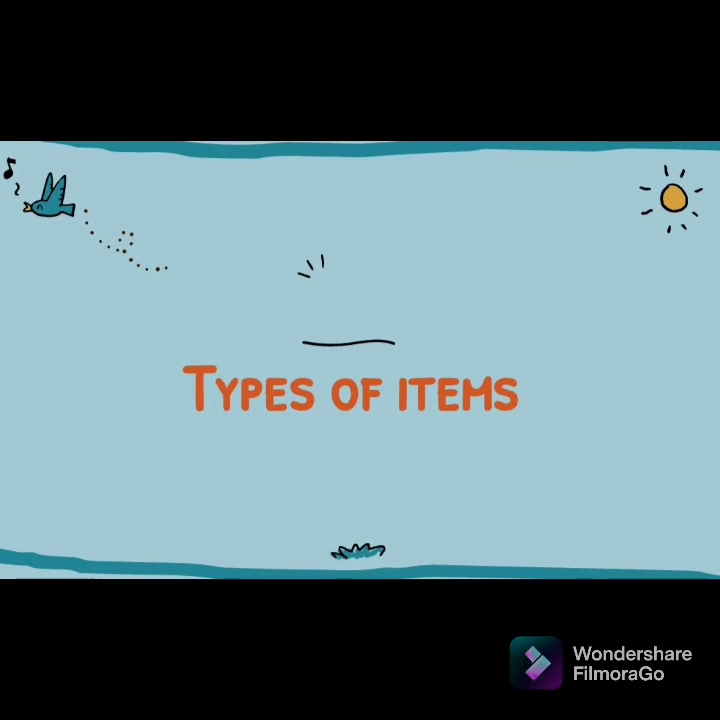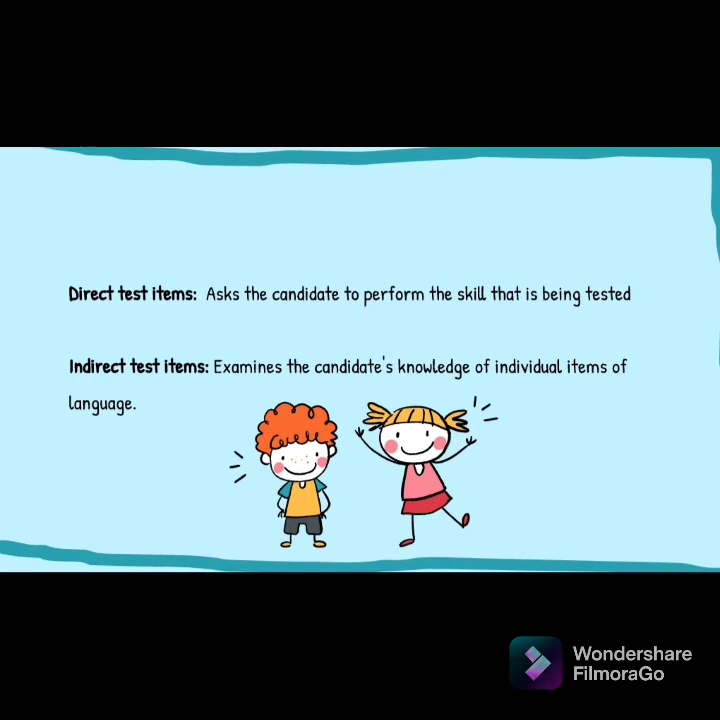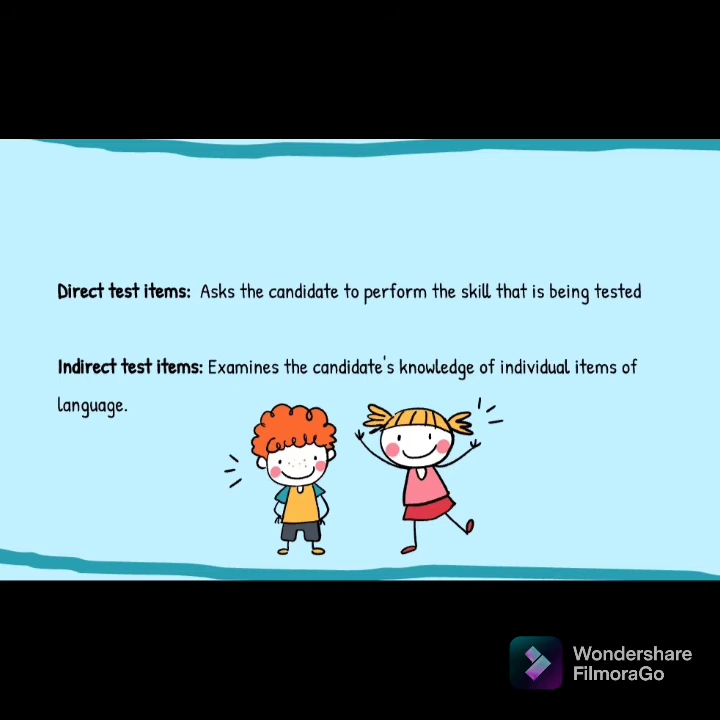Now, we will take a look at the types of items that we can use in grammar testing. Alright, first of all, there are two types of items that we can use while testing: the direct test items and the indirect test items. The direct test items ask the candidate to perform the skill that is being tested. An example could be to ask our students for an oral presentation. And the indirect test items examine the candidate's knowledge of individual items in the language. While testing grammar, we should use the indirect test items.